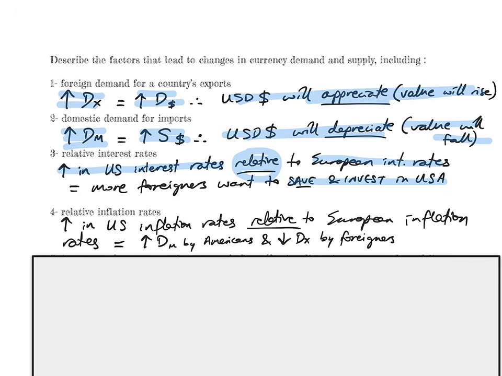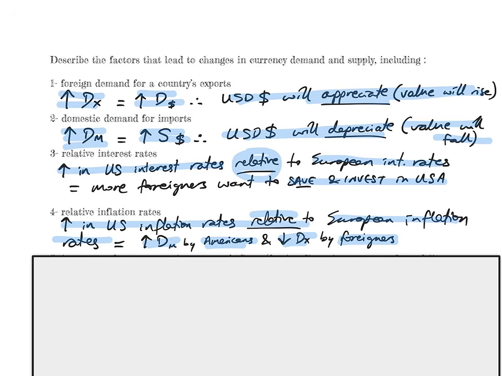The fourth factor is relative inflation rates. If there's a rise in US inflation rates relative to European inflation rates, there will be an increase in the demand for imports by Americans because now foreign goods and services are cheaper, and there will be a fall in the demand for exports by foreigners. The increase in the demand for imports by Americans will increase the supply of the US dollar on the foreign exchange market, and the fall in demand for exports by foreigners will decrease the demand for the US dollar. Both of these will cause the US dollar to depreciate. And the opposite is true.